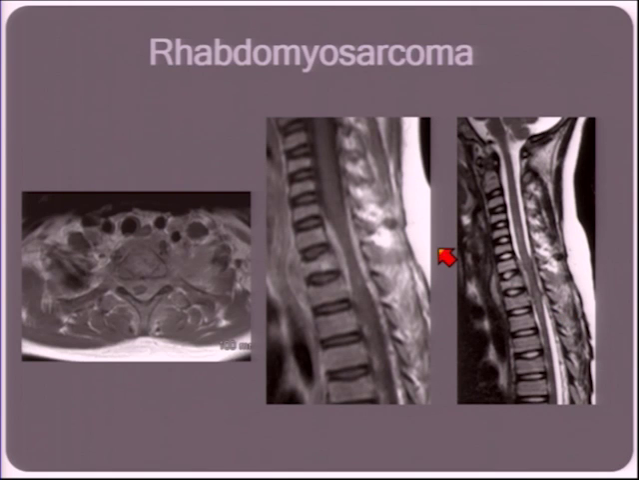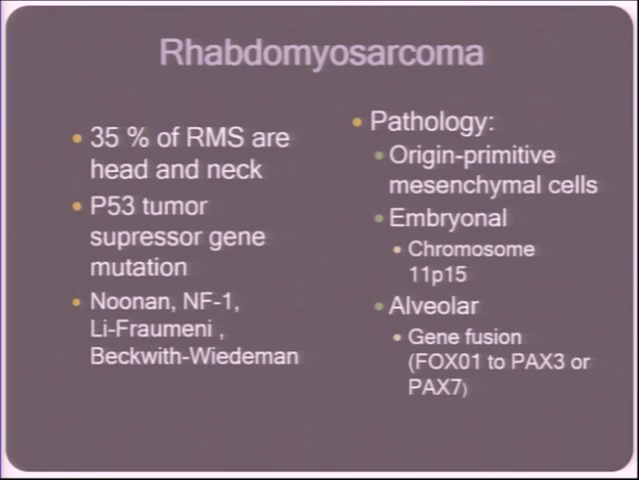This was a rhabdomyosarcoma. So rhabdomyosarcoma is the most common soft tissue sarcoma in pediatrics, and 35% of these arise from the head and neck. There's an increased incidence in patients with a P53 tumor suppressor gene mutation, and there's also an increased incidence in patients with Noonan, NF1, Li-Fraumeni, and Beckwith-Wiedemann syndrome, although most of the time we see this tumor in children who are otherwise healthy.